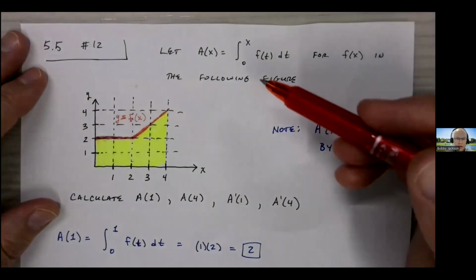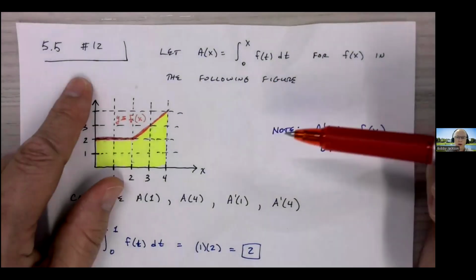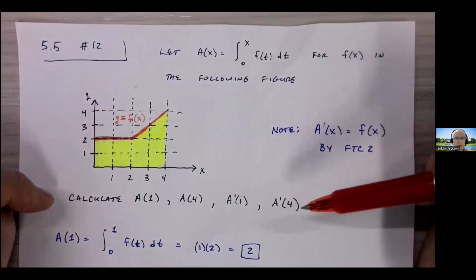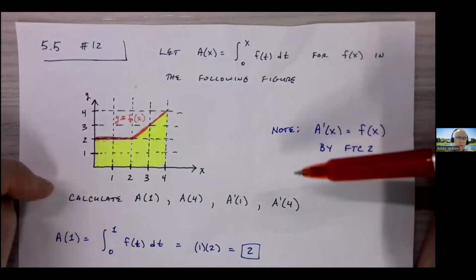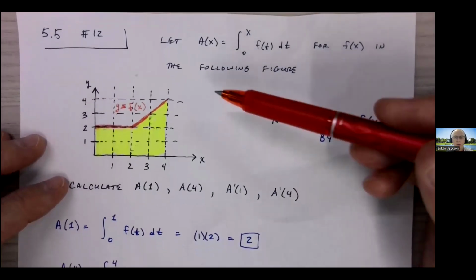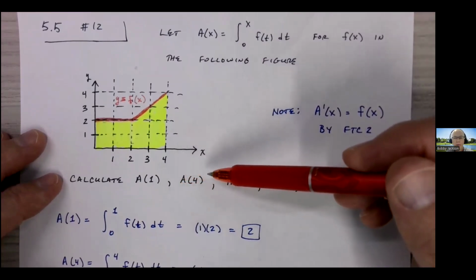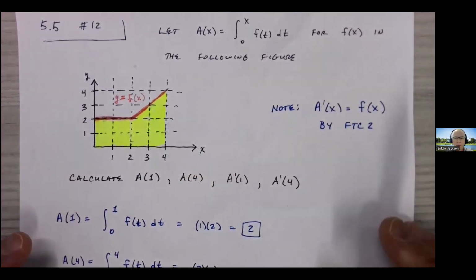Everyone, this is actually a continuation of number 12 in section 5.5. I didn't complete the problem. I didn't realize there was a couple other questions at the end of it. So see my previous video for the explanation for how to calculate A1, A4, A prime 1, and A prime 4.